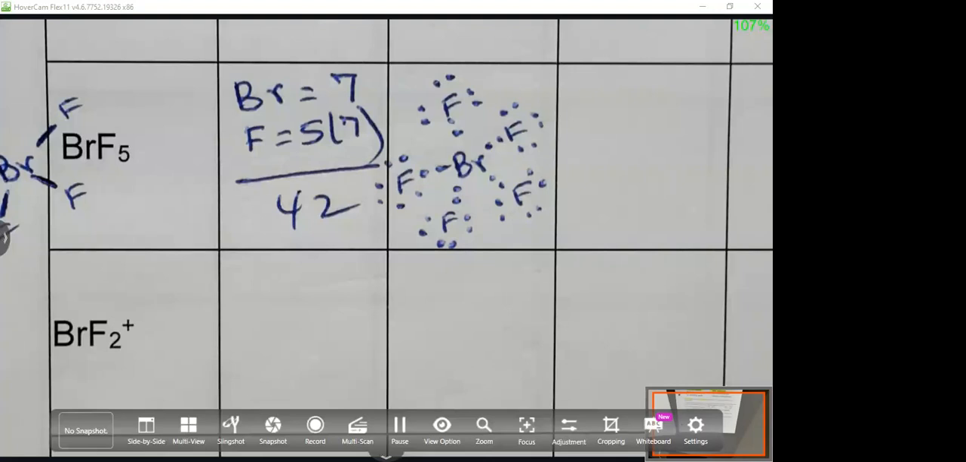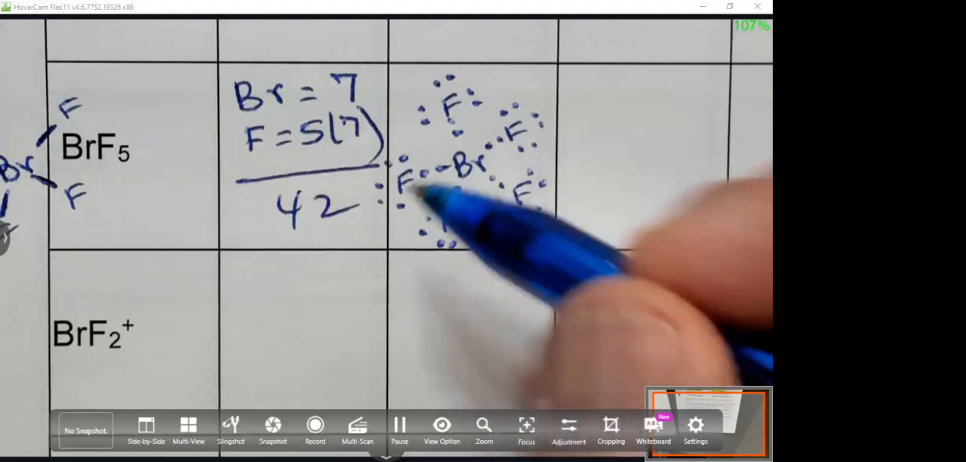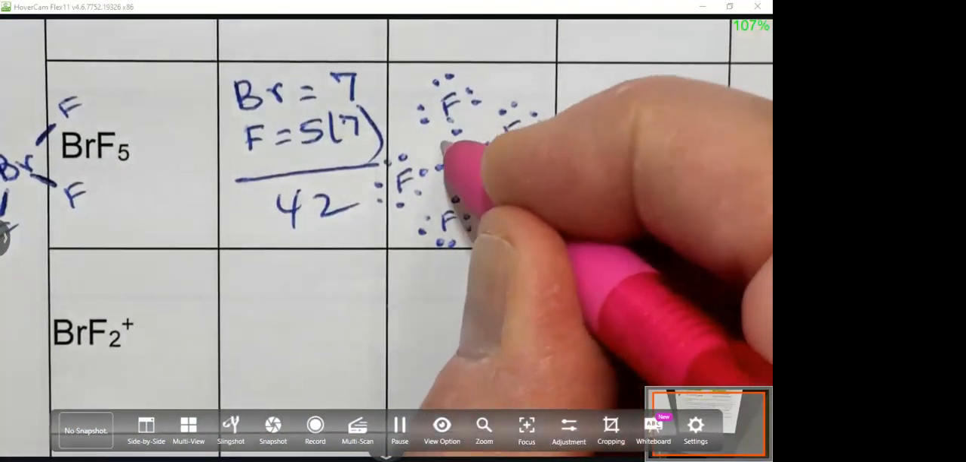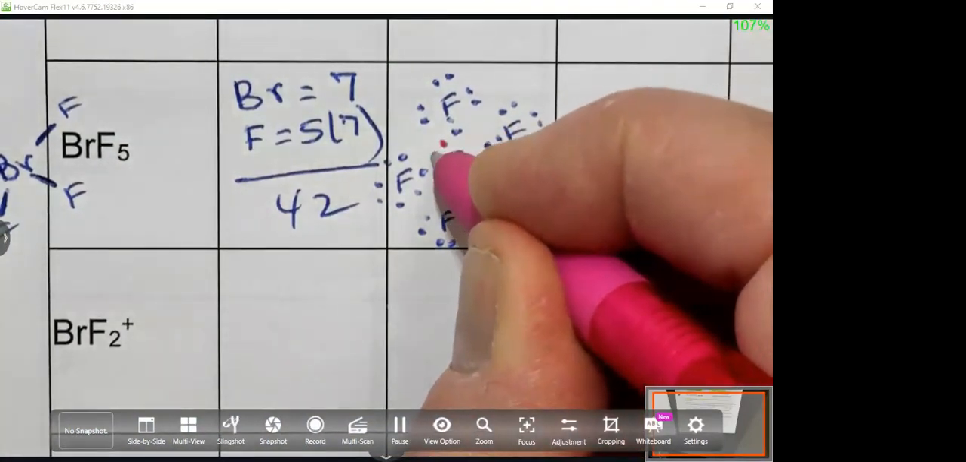What's my total electrons I have so far? We got 42, right? 40 out of 42, yes? We're allowed 2 more. Where are we going to put them? I'm just going to put them around the central atom somewhere. I'm just going to stick them right here in another color so they show up.